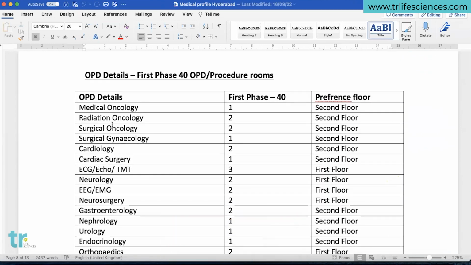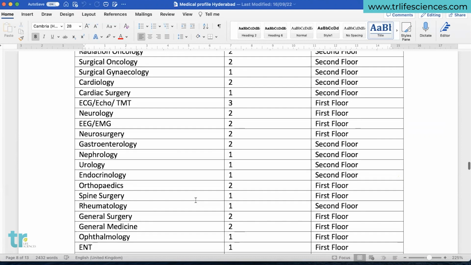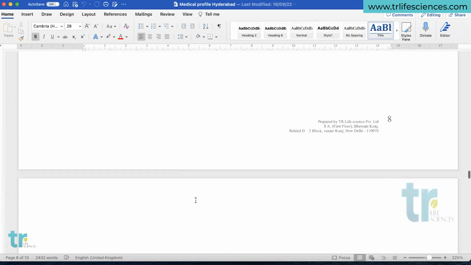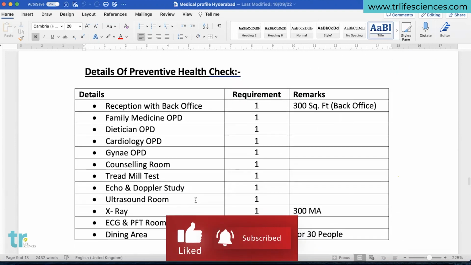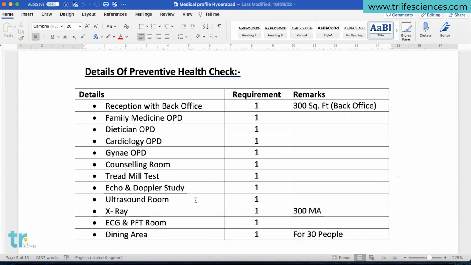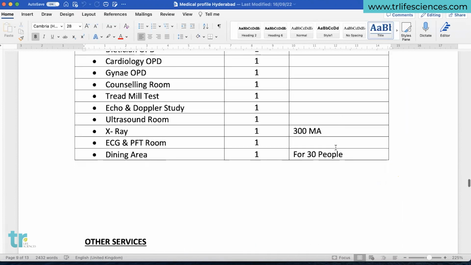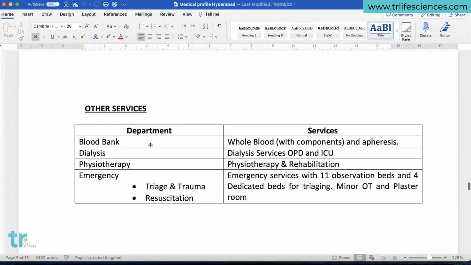Then the next one is the OPD details: the total number of OPDs, department-wise, and sharing-wise. All details are captured here because the architect needs these complete details to plan the hospital. Then the next one is preventive health checkup. What area exactly we will require for preventive health checkup, dedicated and separate, we give that detail to them. Then other services: blood bank, dialysis, physiotherapy, emergency, and so on. All departments are being proposed.